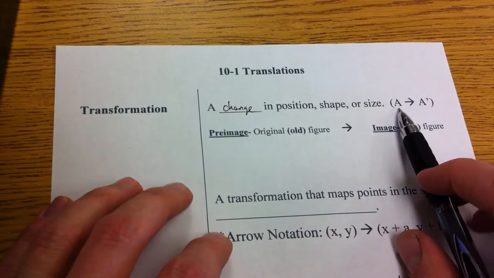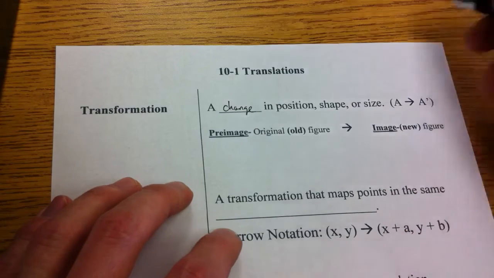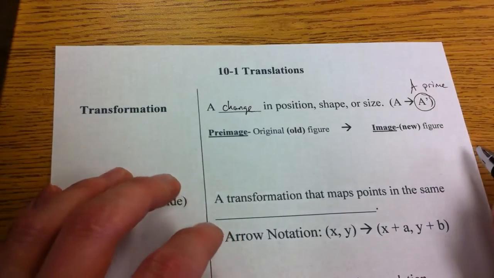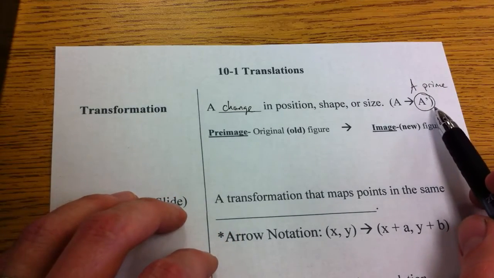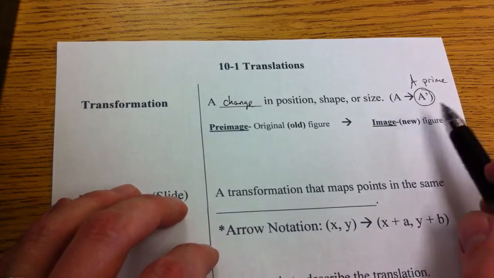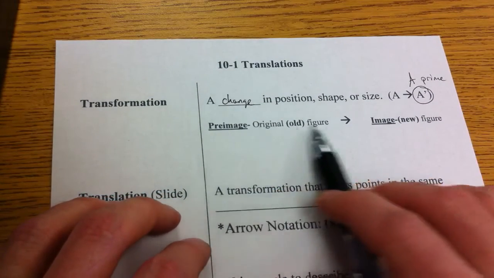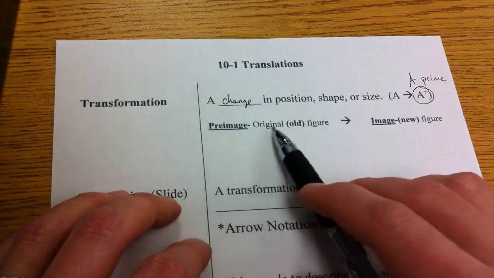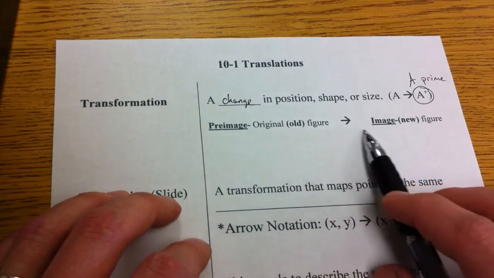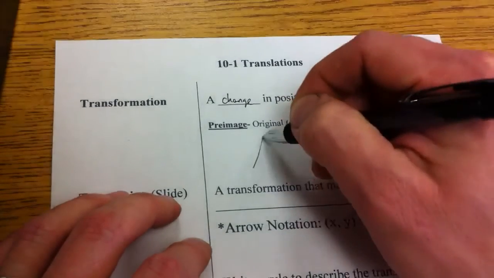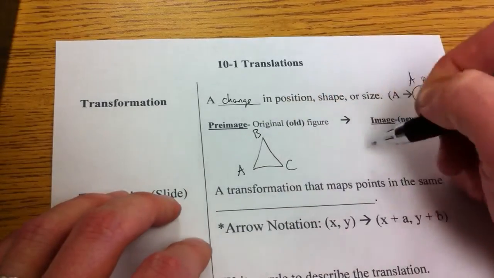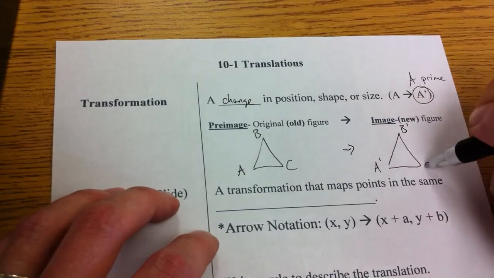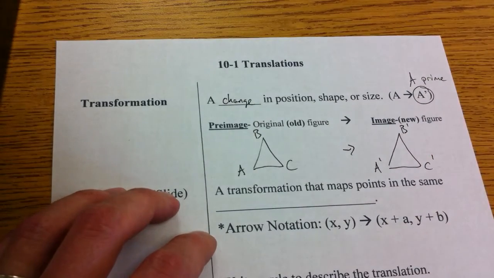So we say that any point goes from A to A prime. This little apostrophe stands for prime, so we say A prime in this case. We know which one is the new one and which one is the old one based on the apostrophe. There's two words we need to know, the pre-image and the image. The pre-image is before the change, the image is after the change. So the pre-image, which is the original or the old figure, becomes the image, which would be the new figure. For example, if I have triangle ABC, under some kind of transformation that becomes triangle A prime, B prime, C prime.